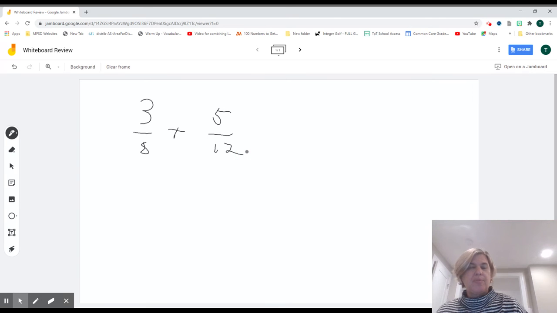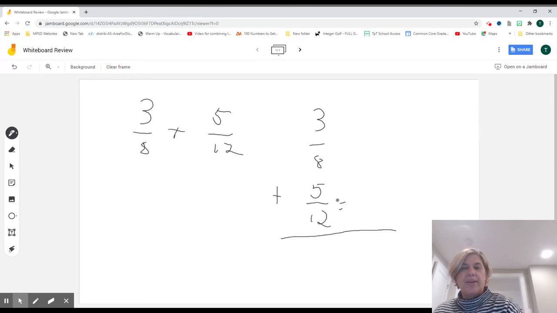So typically when we have a problem like this, what I like to do is set it up vertically. So 3/8 plus 5/12. And so when I set it up, I'm going to create a space so that I have an opportunity to write my equivalent fractions that I'm going to create once I determine the common denominator I need to use.